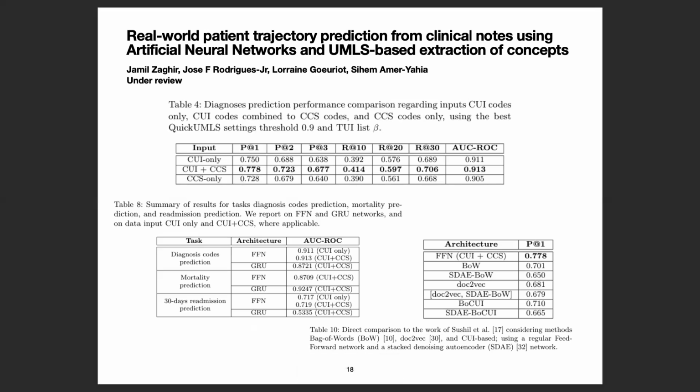Now, it's choosing the most flattering metrics, obviously, but it only shows that we can, using only the concepts contained in the text, get a pretty good prediction of the trajectory of a patient.